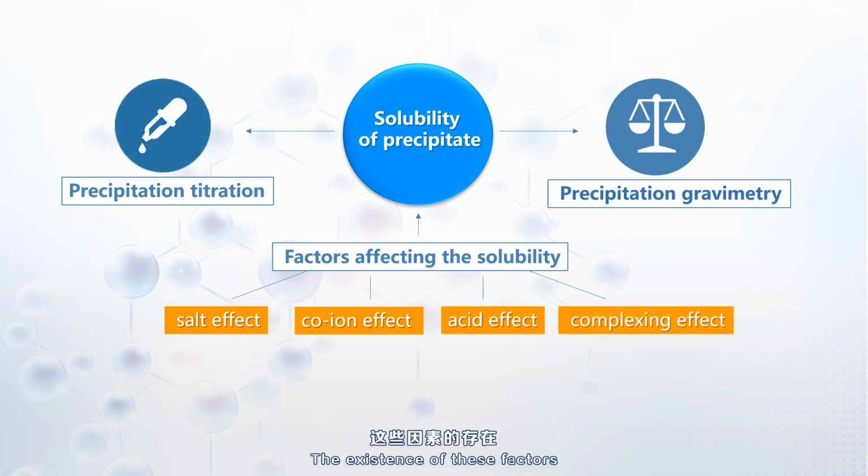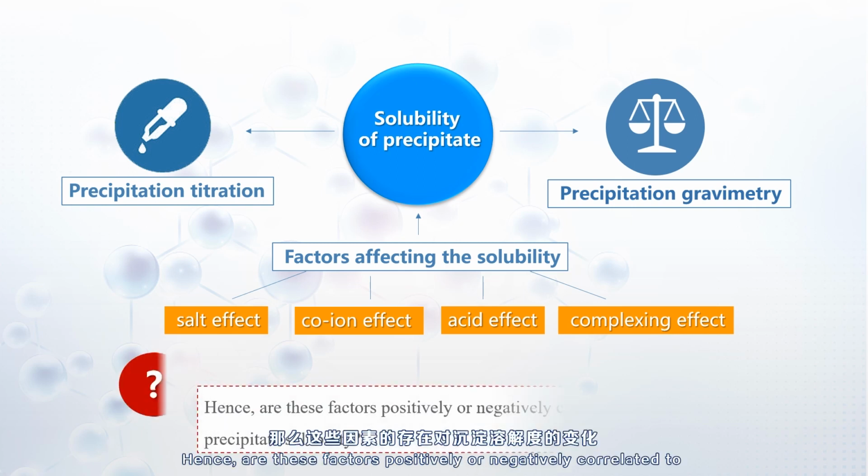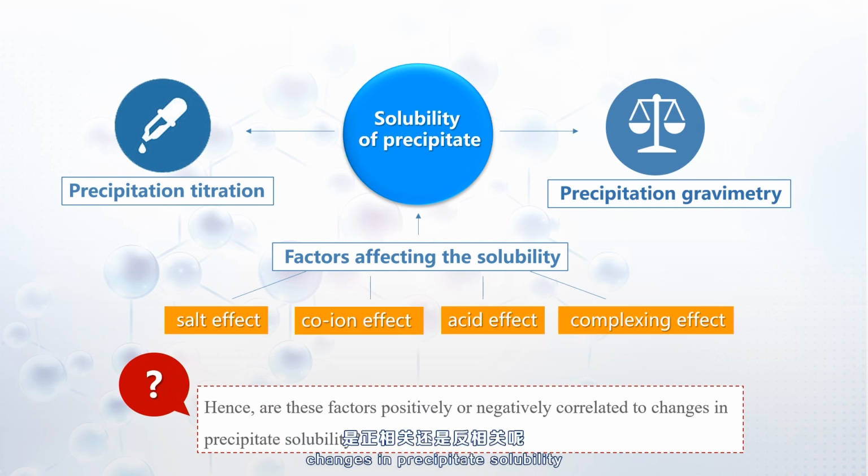The existence of these factors will cause shift of precipitate dissolution equilibrium, thus affect the solubility. Hence, are these factors positively or negatively correlated to changes in precipitate solubility? Now, let's discuss it in detail.